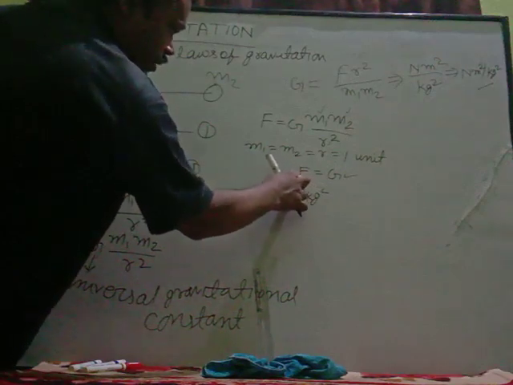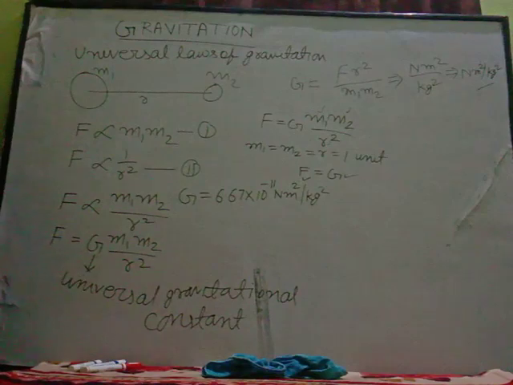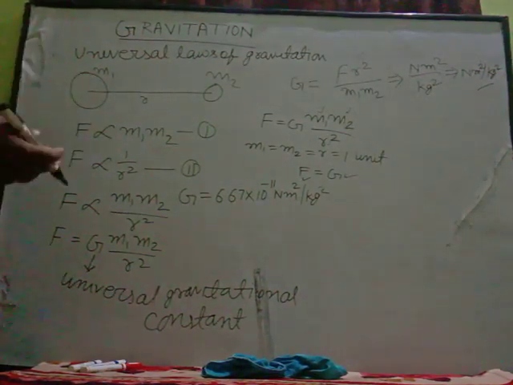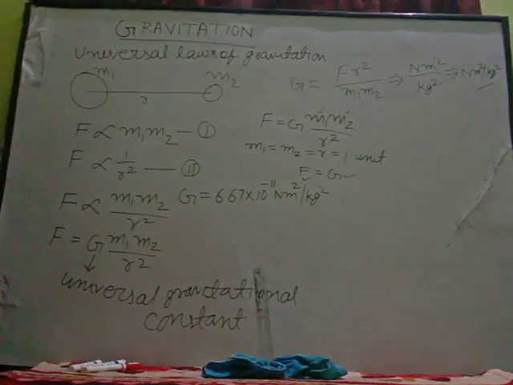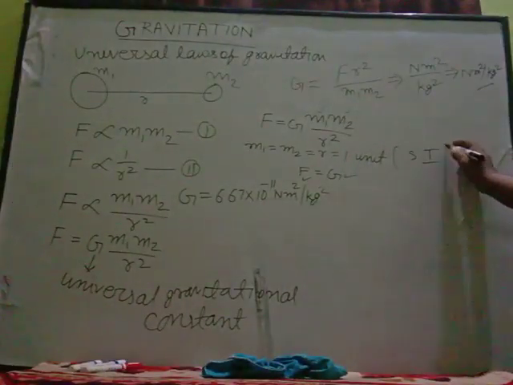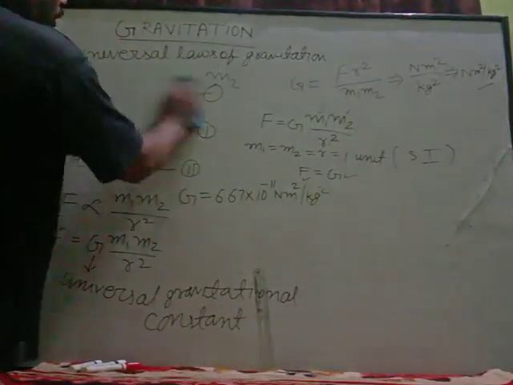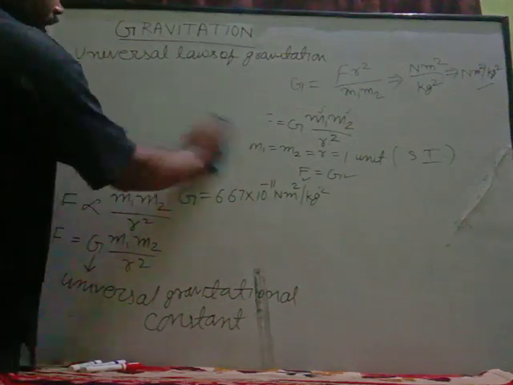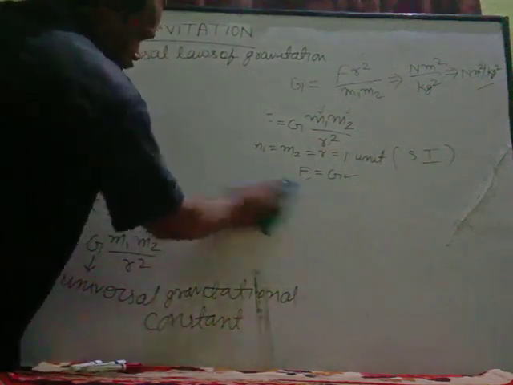So capital G is defined as a force that takes place in between two objects whose masses are 1 kilogram each and distance is 1 meter. All the units are in SI units. So now we will go ahead. Try to understand all of you.